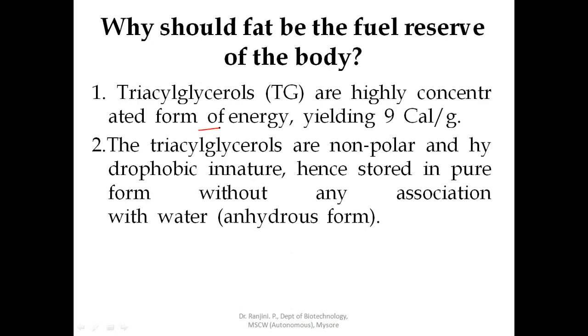Whereas carbohydrates and proteins produce only 4 calories per gram. Triacylglycerol yields more energy, 9 calories per gram, whereas carbohydrates and proteins release only 4 calories per gram. This is because the fatty acids found in triacylglycerols are in the reduced form. Triacylglycerols are esters of fatty acids with glycerol, and the fatty acid here is in the reduced form. That's the reason it gives more energy. The other point is why the cell uses triacylglycerol as fuel reserve.